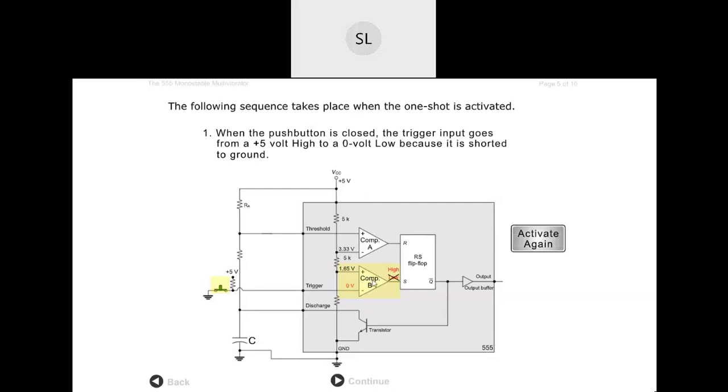Initially it was low when it was connected to plus 5 volt. Once I give this triggering signal at this inverting input terminal or pin number 2, it will get shorted to ground. Therefore, the voltage at this inverting terminal will be 0 and the output of this lower comparator will be high. Okay.